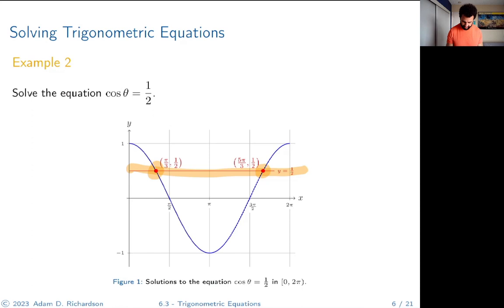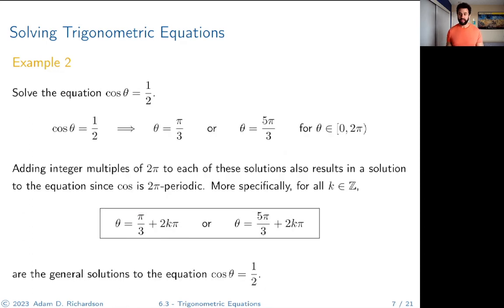So if you map down to the x values, if you map this down to here, you get pi over 3. So that's a solution to the equation. And then if you map down here, you get 5 pi over 3. So just in the first interval from 0 to 2 pi, there are two solutions. But the domain of the cosine function is all real numbers. So we're going to get more than just these two solutions to this equation. So we have to account for that.